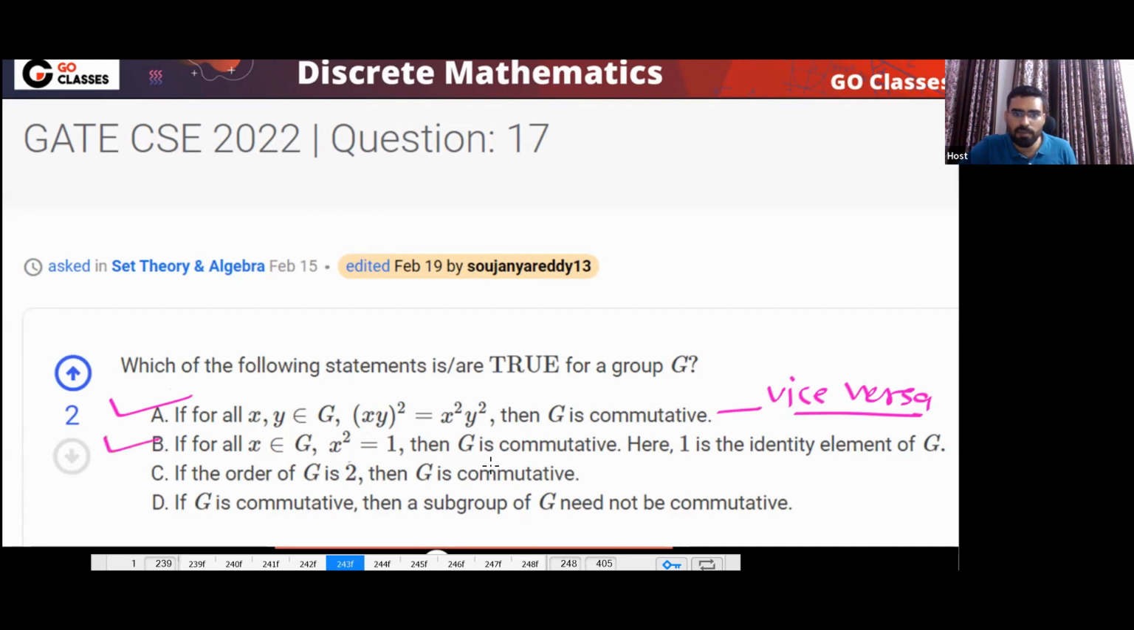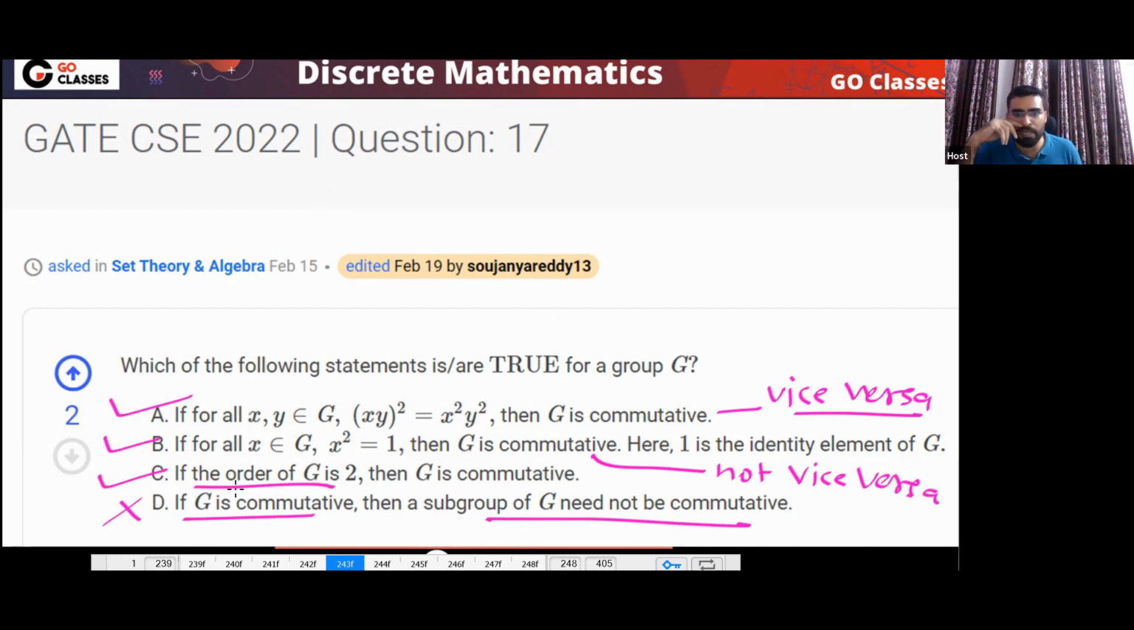And this is correct, but this is only one way. This statement is not vice versa. If the order is 2, then it is commutative. Yes. If it is commutative, then the subgroup need not be commutative? No. The subgroup must be commutative. A subgroup of commutative will be commutative, right? Subgroup of abelian will be abelian. So this statement is false. So the answer will be ABC.